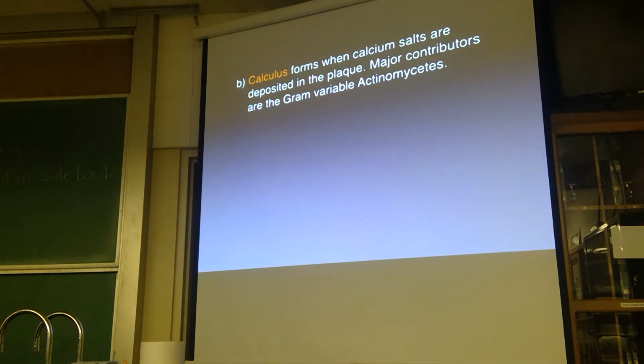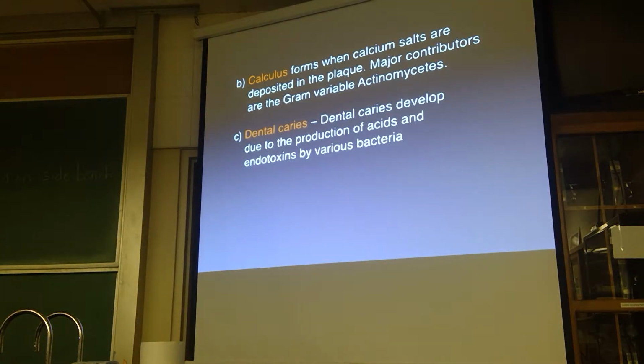If calcium salts get deposited in plaque, then it's called calculus. You begin forming calculus particularly on the underneath side, or on the back side of your lower incisors, because you have salivary glands under the tongue. There's a lot of calcium there, and so very often the dental hygienists use their little tools and chip that calculus off of there. Major contributors to the formation of calculus are these gram variable actinomycetes. They're some of the organisms that are now in the phylum Actinomyces, and there's quite a number of these different guys.